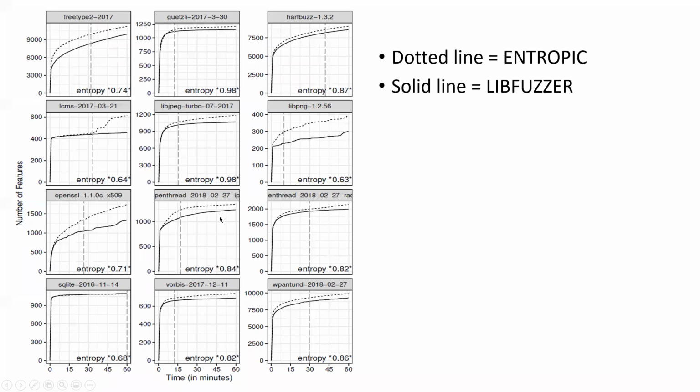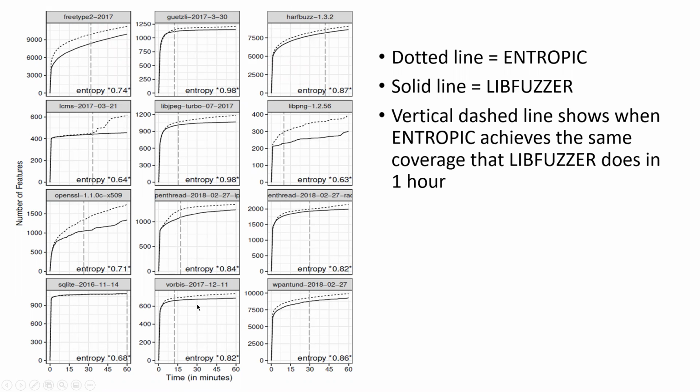So it means that for a given time, Entropic can discover more species than libFuzzer. And the vertical dashed line just shows the time at which Entropic achieves the same coverage that libFuzzer does in the whole of 1 hour.